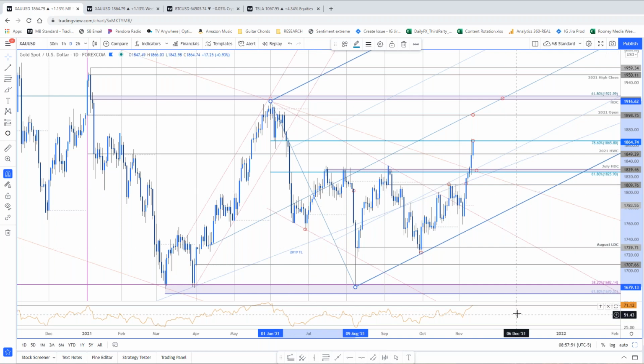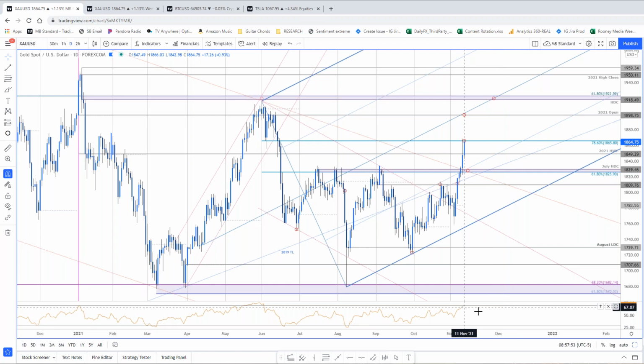Guys, watch the daily close. If momentum manages to close above 70 and price closes above 1865, it's resumption. If prices fail to close above 1865 and RSI closes below 70, in my humble opinion, that's near-term exhaustion.